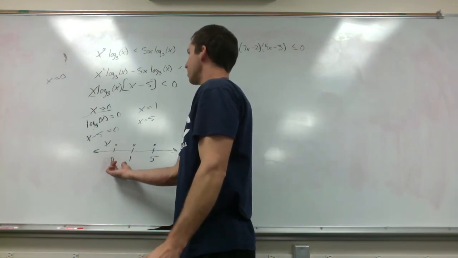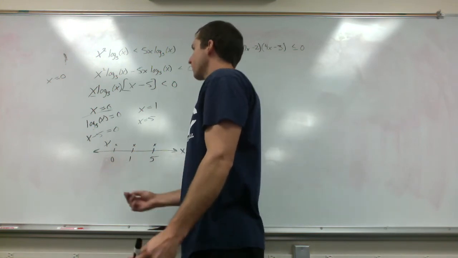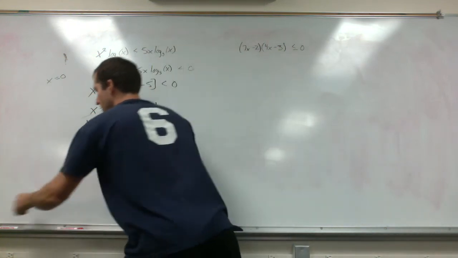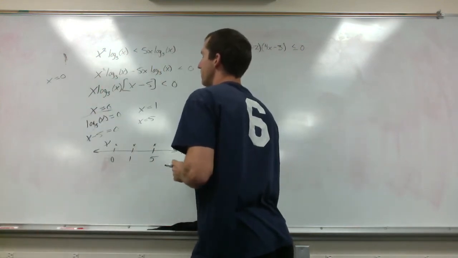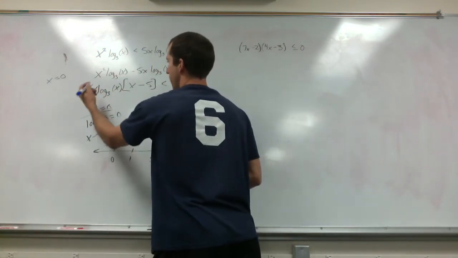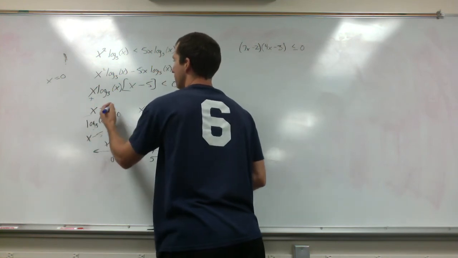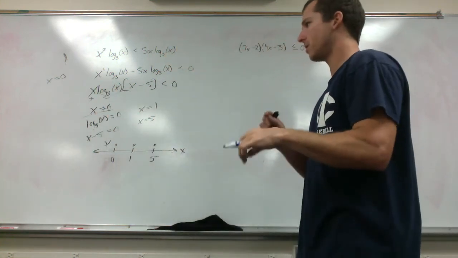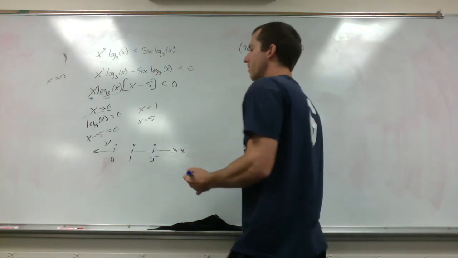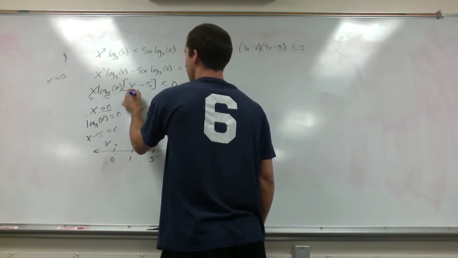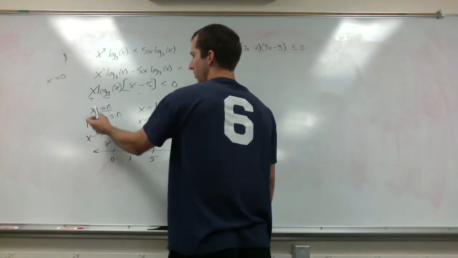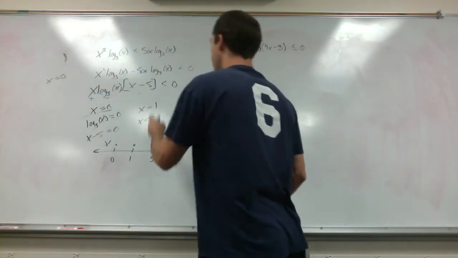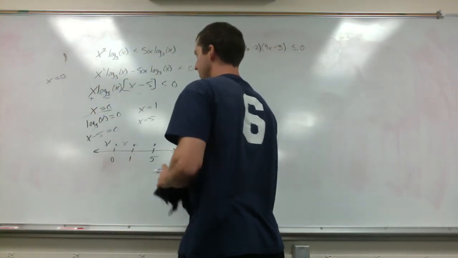How about values between 0 and 1, so maybe a half? Thinking about positive and negative factors again, if I substituted a half for x, that factor would be positive. The log of a half is negative. You can check that in your calculator if you want. And then a half minus 5 is going to be negative. We have a positive times a negative times a negative, which is going to be positive, and that is not less than 0, so that's not in our interval.